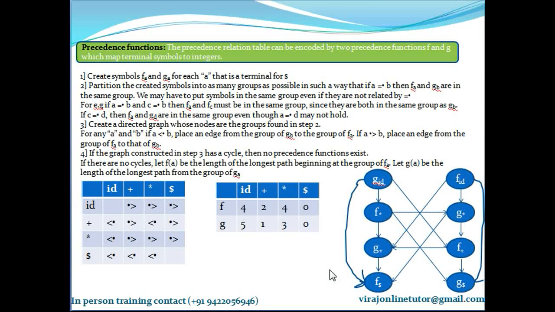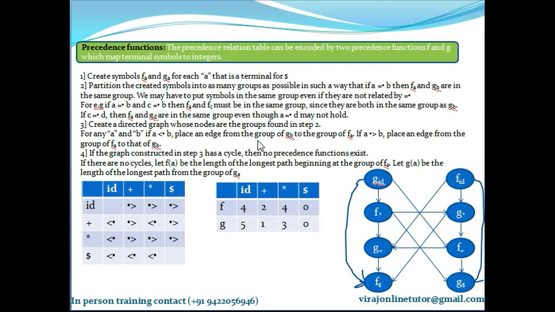And the last concept in operator precedence parsing is precedence functions. Okay, so the precedence function relation table can be encoded by two different functions, f and g, which map terminal symbols to integers. Now we will explain how to draw the precedence function graph. So I will give you a very simple tip here which will help you a lot.